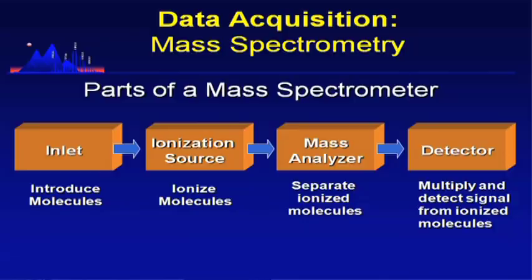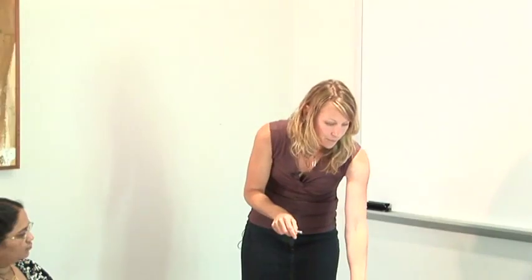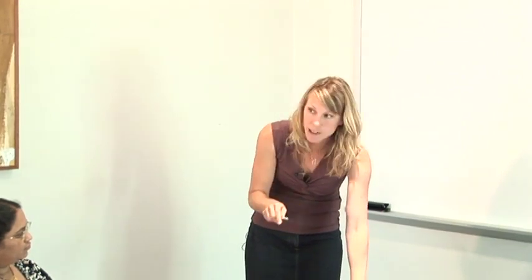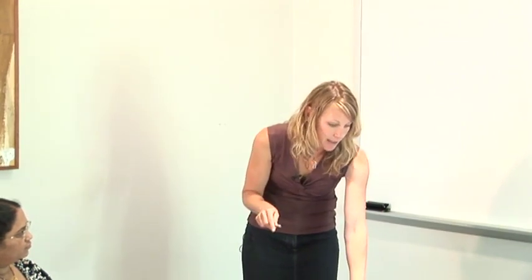But in general terms, all mass spectrometers have 4 parts. They have an inlet, which is how you get the molecules in. They have an ionization source, and this is where we ionize the molecules, because a molecule has to be ionized in order for us to detect it. Then it has a mass analyzer, and this is where we separate the ionized molecules over time so we can detect them one at a time. And then we have a detector. So we'll talk about each part of the mass spectrometer separately.